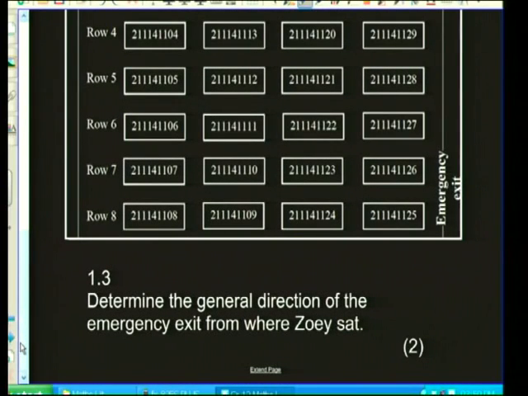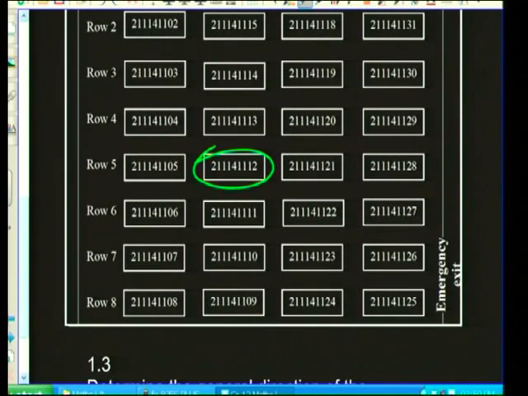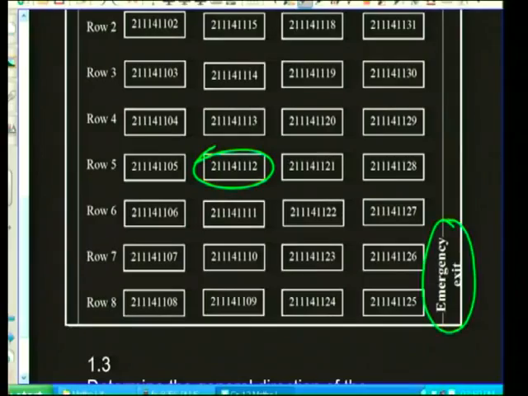Determine the general direction of the emergency exit from where Zoe sat. Okay, so there's Zoe, and we now want to know which direction is the emergency exit. So if she's writing her exam and someone suddenly shouts, "Fire!" Zoe's got to get out of there. Okay, which way is she going to run? Here's my emergency exit, right here. Now, which direction is she going to go in? Now, folks, she's going to run from her table and go in this sort of direction.